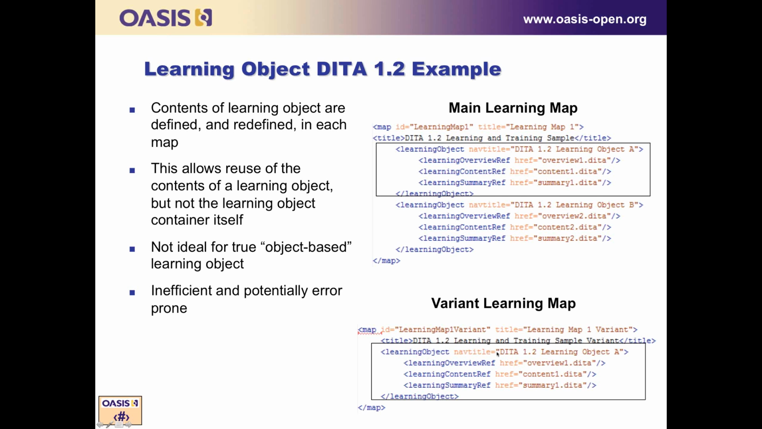We have to put in a new learning object element, put the title in again, and put the references in again. And as you can see, this is inefficient and it's perhaps error prone, because if there are some changes, if one of these links changes or the title changes, you have to go back to each learning map where it's referenced and make the change there.